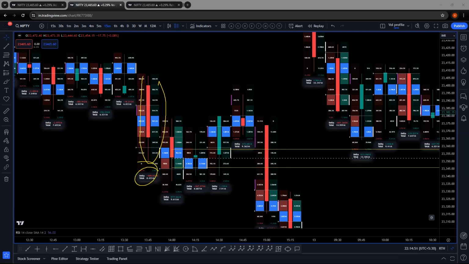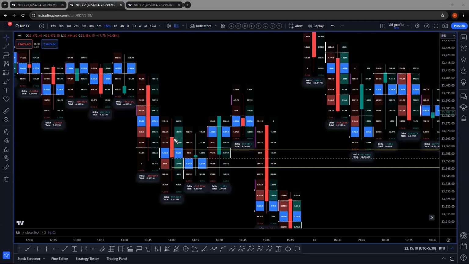Now, they need to cover their position, correct? They need to cover their position, but those people who are net buyers who got trapped here started to cover their positions here. So there was a good battle here, two kind of doji patterns.